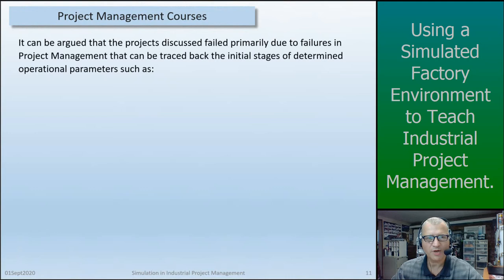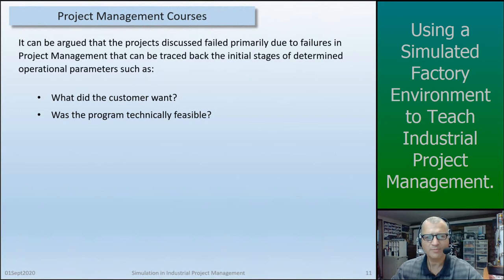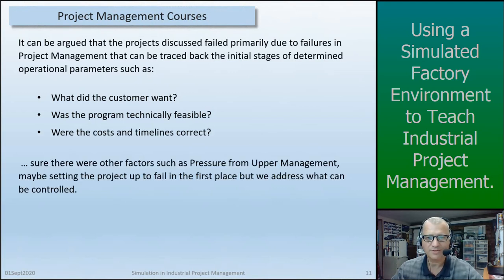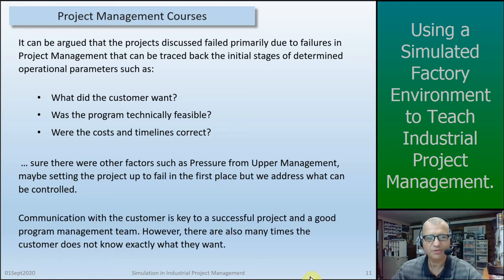Well, it can be argued that projects discussed previously failed primarily due to failures in project management that can be traced back to the initial stages of determining operational parameters, such as what did the customer want? Was the program technically feasible? Were the costs and timelines correct? Sure, there are other factors such as pressure from upper management, but that's stuff that we can't control, so we're not really discussing that too much in this course. Communication with the customer is key to a successful project and a good project management team. However, there are also many times the customer does not know exactly what they want.